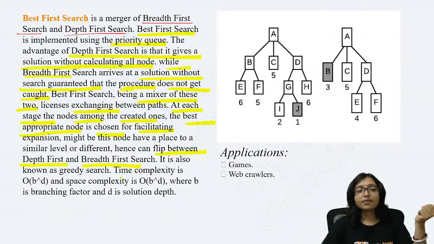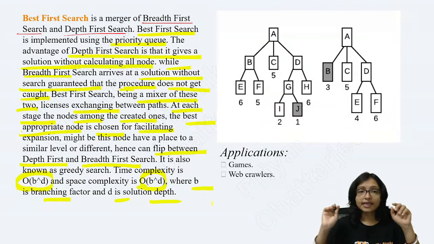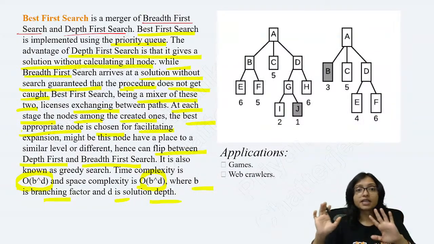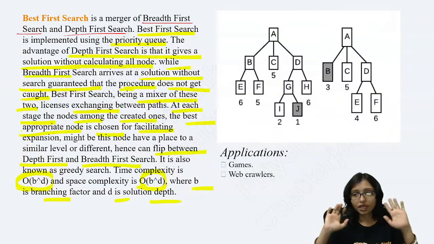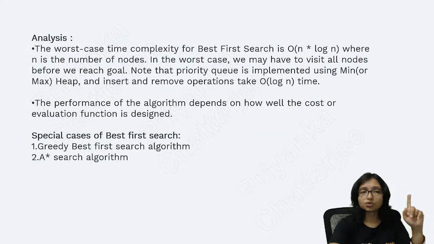So here the time complexity is order of B to the power D, and space complexity is also order of B to the power D, where B is the branching factor and D is the depth. Okay, these are the points. The comparative study is very important. The comparative study between all the algorithms, that is what we are going to do today.